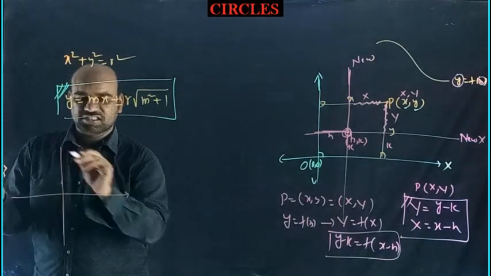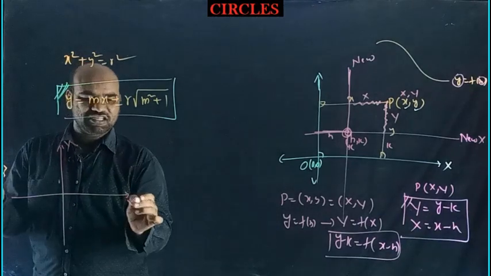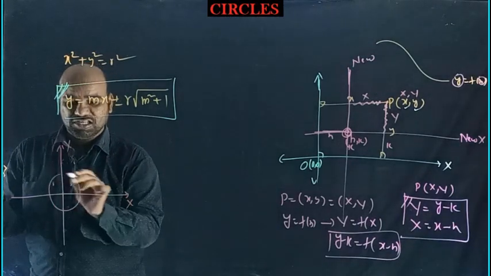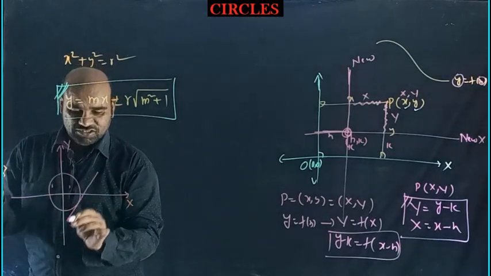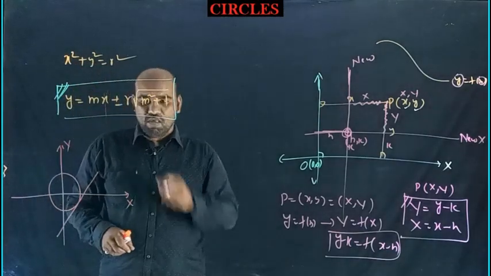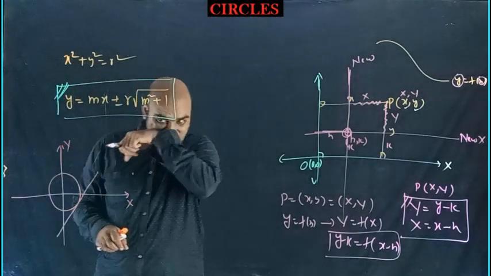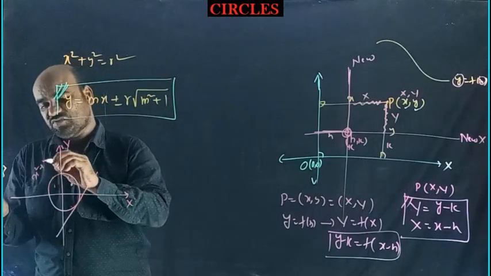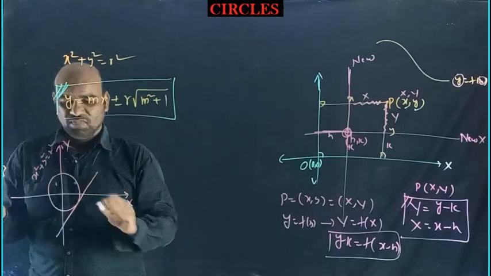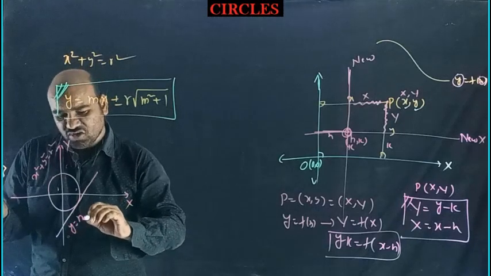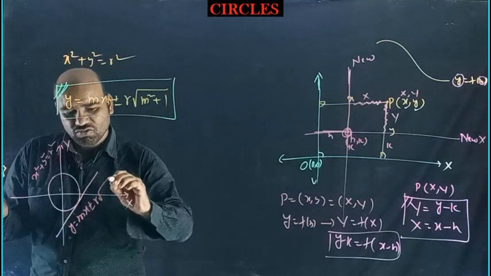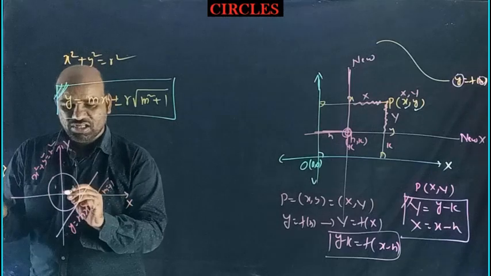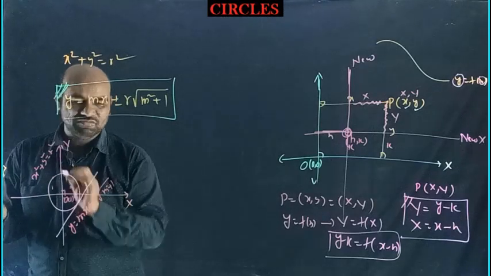This is the x-axis. This is the y-axis. This is the circle. This is the tangent to the circle. Observe that the circle's equation is x squared plus y squared equals r squared. The tangent equation is y equals mx plus or minus r times root over m squared plus 1. Here the origin is (0, 0).